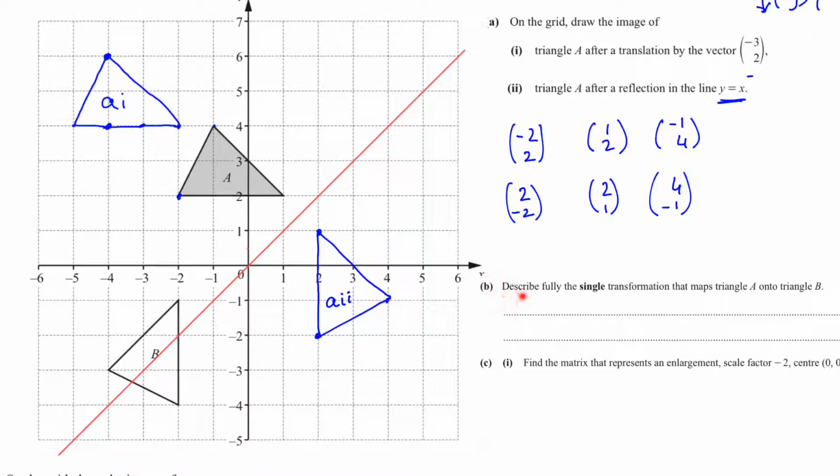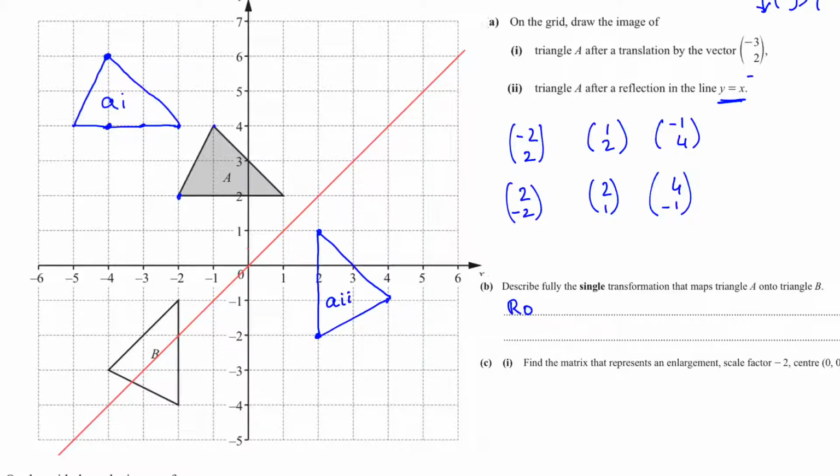In B, we have to describe fully the single transformation that maps triangle A onto triangle B. This is triangle A and triangle B. You can see that it is not a translation, not a reflection. So it has to be enlargement or rotation, but the sides are of the same size. So it's not even enlargement. Therefore, it is rotation.